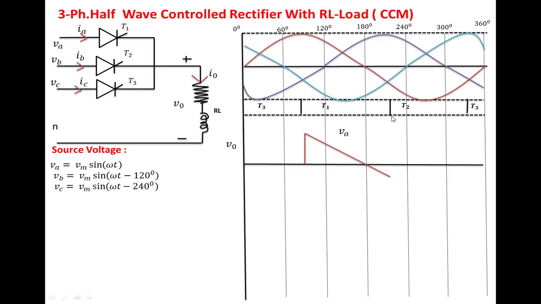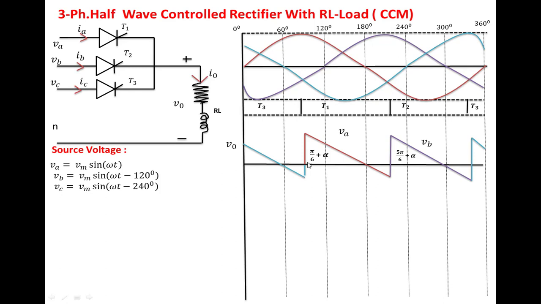At this point, T2 is on. Once T2 is on, the load voltage is equal to the VB voltage. From this point, you will see how VB is changing. This is the VB voltage up to this point. In the same manner, you have to draw the output voltage when T3 is conducting. So, this is the output voltage waveform.